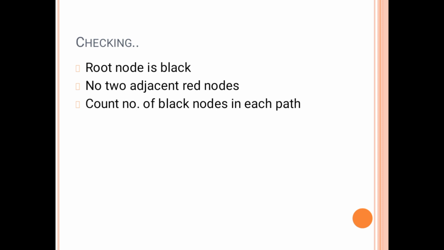We have to go into the example. First we have to recap the properties of the red black tree. The root node is black, and two adjacent nodes cannot both be red. It means parent and children do not both keep the red color. The count of the number of black nodes in each path is the same. We have to maintain the same black count in each path. These are the red black properties.